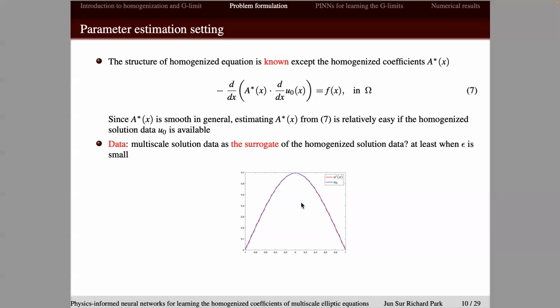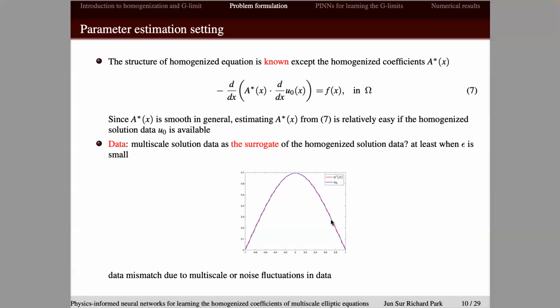If you recall this picture that I showed in one of the previous slides, this blue line is our homogenized solution, and the red line is our multiscale solution. They virtually look very similar. So this blue line is almost the macroscopic behavior of the multiscale solution.